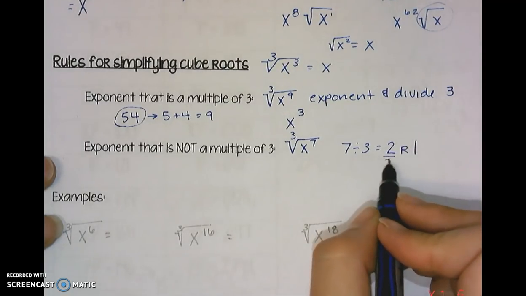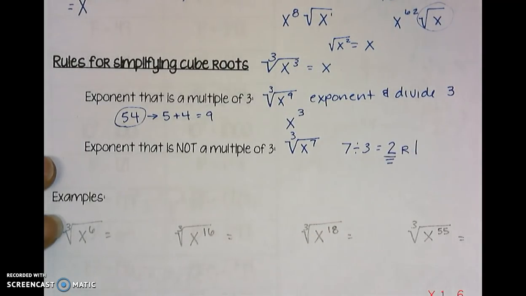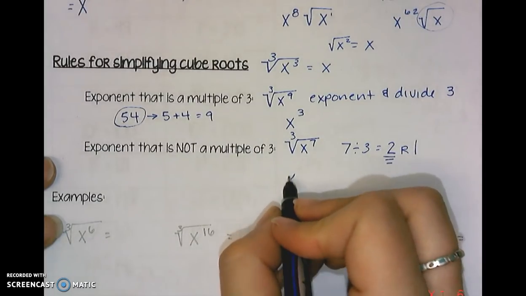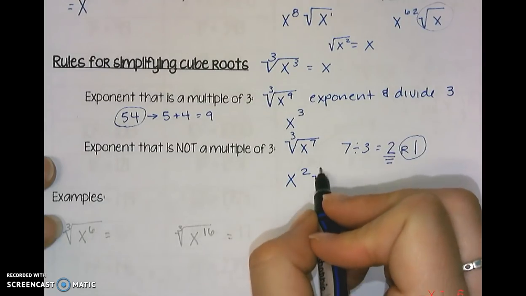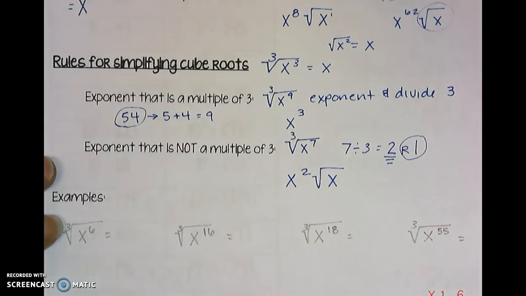So this, what divides evenly, comes out of the radical. That's my exponent that comes out of the radical. So I have x squared. And then this remainder 1, that's what's going to be left underneath the radical.